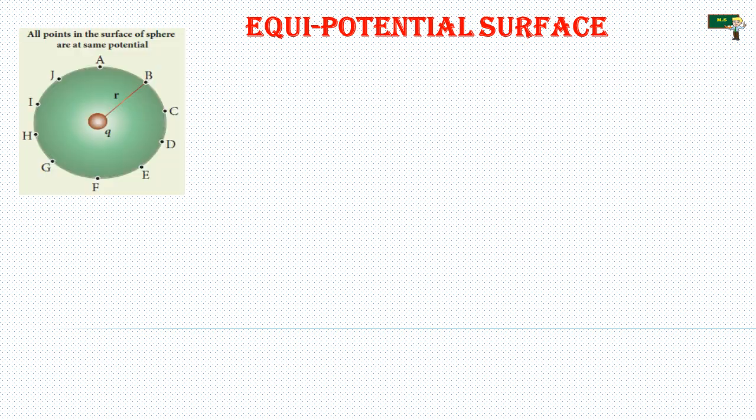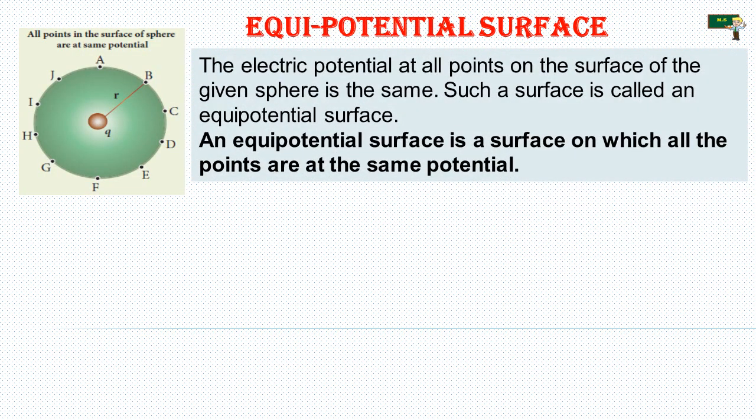First of all, today: equipotential surface. What do you mean by this equipotential surface? Let me show an example for you. See, this is an equipotential surface. All points on the surface of a sphere are at the same potential. You can see here A, B, C, D, E, F, G, H, I, J all have equal and the same potential.